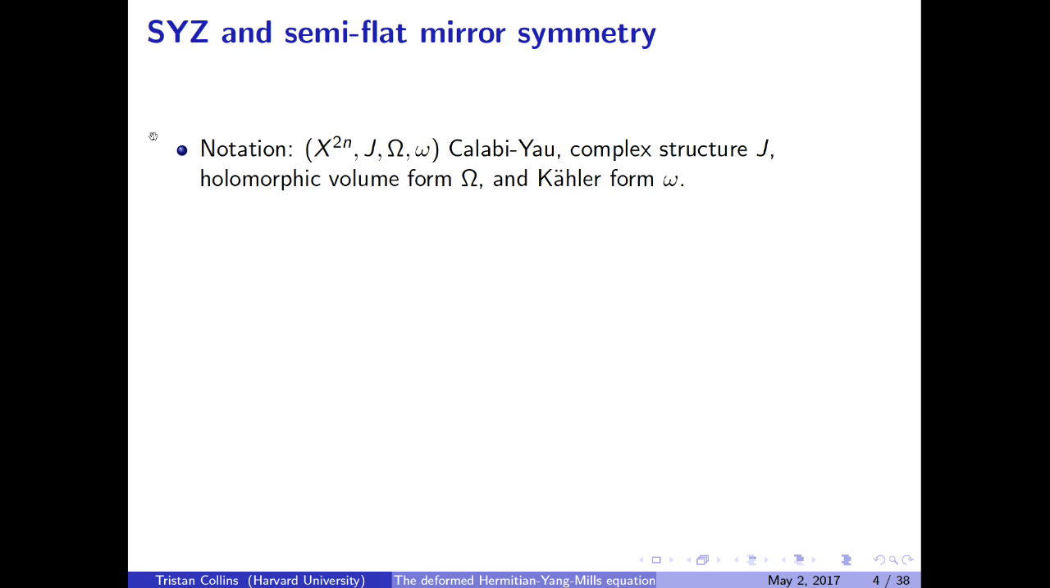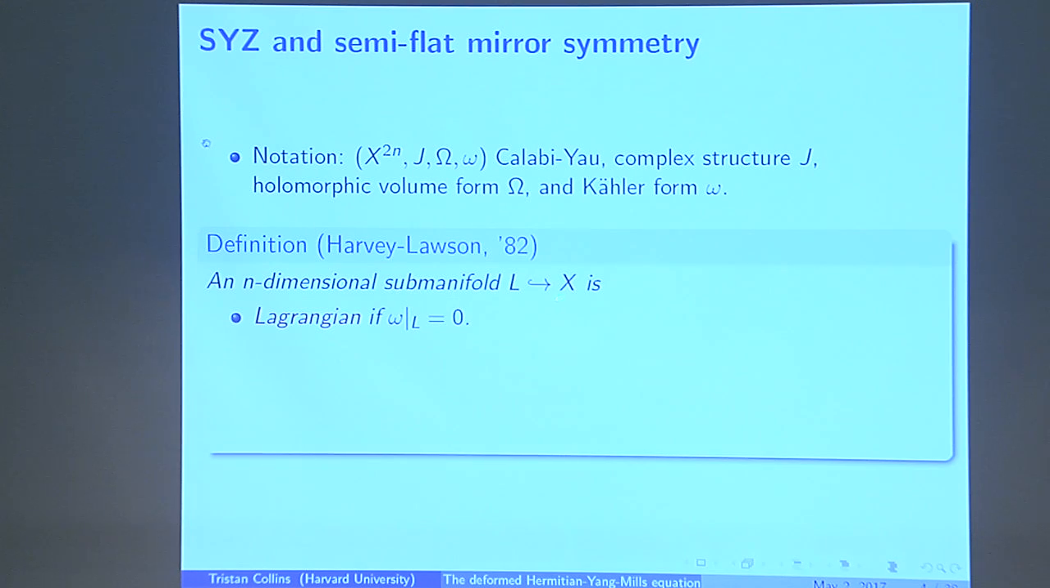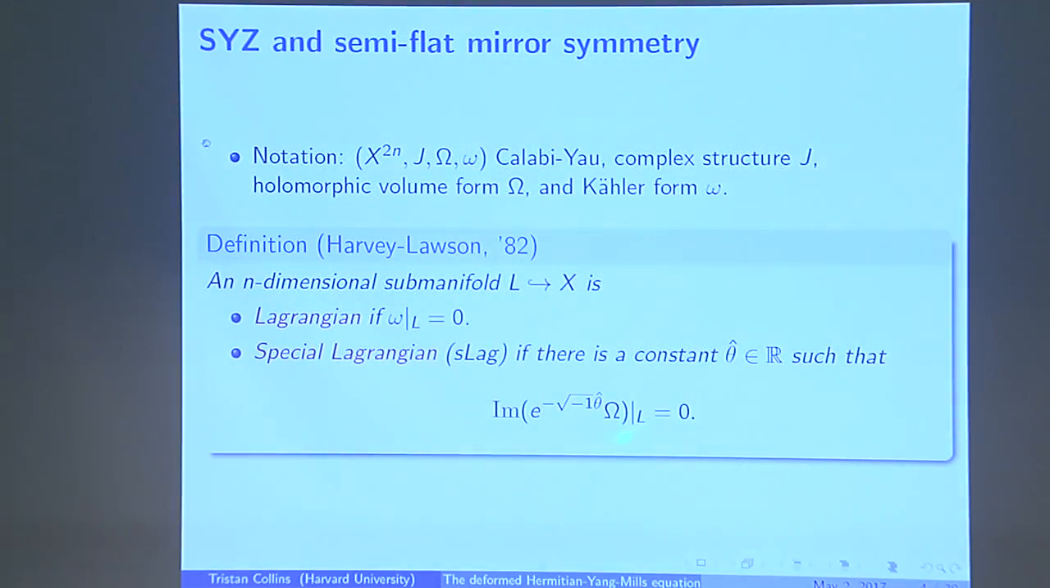Okay, so for now, I'm going to have X^{2n} be a Calabi-Yau manifold, with complex structure J, holomorphic n-form Omega, and Kähler form omega. The first thing I need to tell you is what the relevant symplectic objects are. Going back to Harvey and Lawson, an n-dimensional submanifold of this symplectic manifold is Lagrangian if it annihilates the symplectic form, and special Lagrangian if it's calibrated by this holomorphic n-form. So in particular, up to rotating by some unit norm complex number, the imaginary part of this form vanishes on L, which tells you that the real part has to be a volume form.